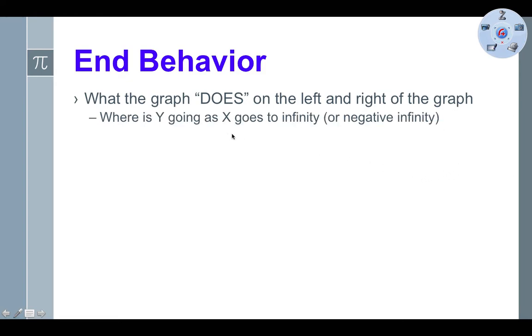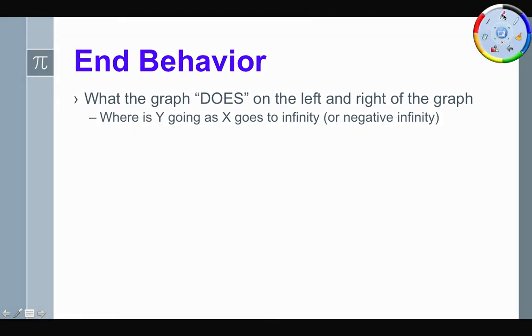In more technical terms, this is asking where is y going? What is happening to the y values as x goes towards infinity? If we think about a simple linear function, we're asking, okay, as x goes to infinity, so as x is getting really, really big out here, the y values are also going to infinity. In this direction, as x goes to negative infinity, y is also going to negative infinity. It's going down as x gets smaller and smaller.